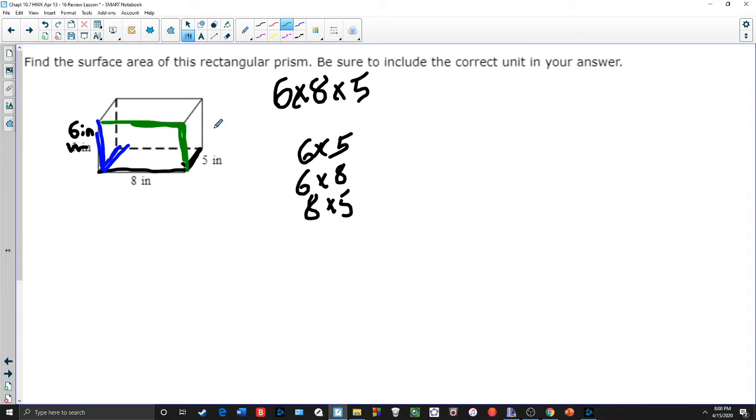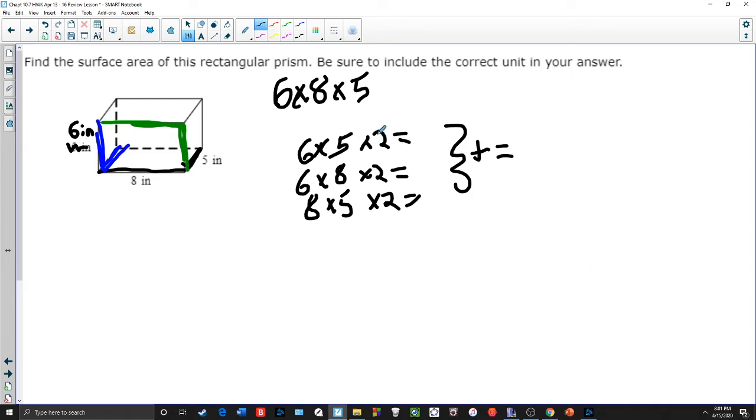Now, as we said in the previous video about prisms, in a rectangular prism, every rectangle has an opposite. So if I have an 8 by 5 on bottom, that means I have an 8 by 5 on top. If I have a 6 by 5 on the left, that means I have a 6 by 5 on the right. And if I have a 6 by 8 in the front, that means I have a 6 by 8 in the back. So every one of these rectangles has a double. So instead of writing them all out, I can just do this. Times 2, times 2, times 2. And then just find out all these and then add them together at the end.